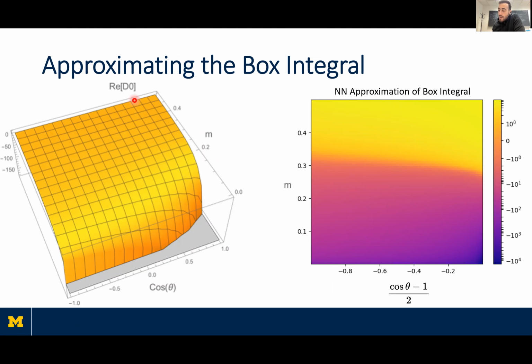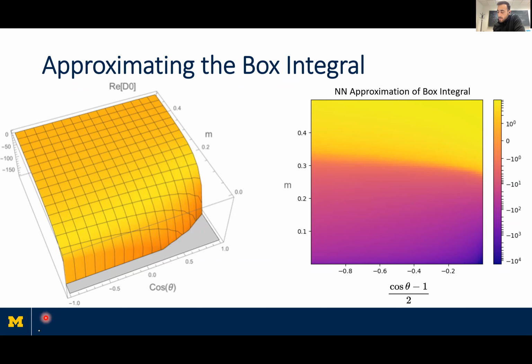So on the left, I have the real part of D0. You have the mass of the inner fermion on the y-axis, the cosine theta on the x-axis, and the function value on the z-axis. And on the right-hand side, you'll see the neural network approximation of this function. And you can tell that they're the same because if you look down here at the bottom right, it's a large negative value, and if you look down here at the bottom right, it's also a large negative value. So you can tell that these are the same function.